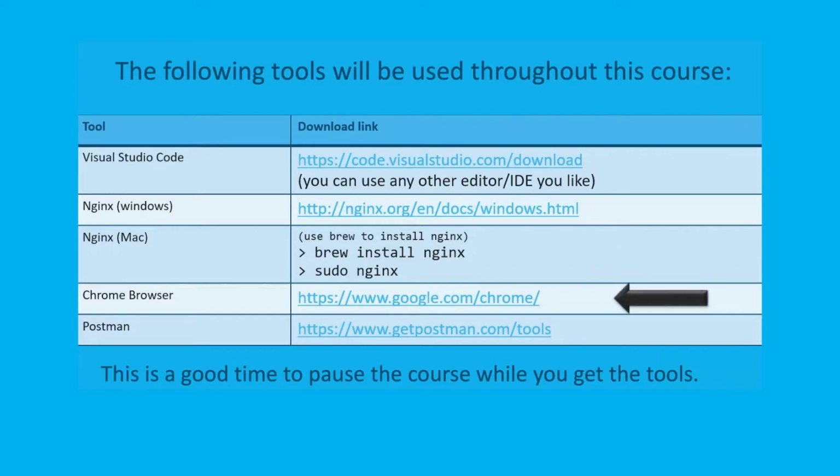You can use any browser of your choice. We will use Chrome throughout this course. Postman is a very handy tool to test REST APIs. We will use Postman to make REST API calls to APIC in a later module.